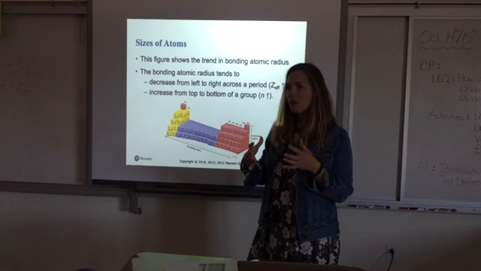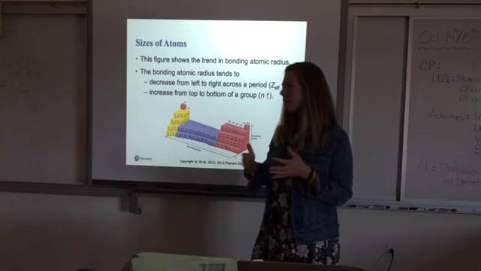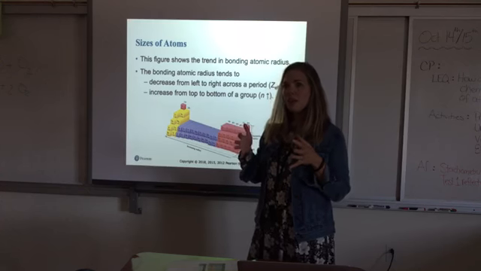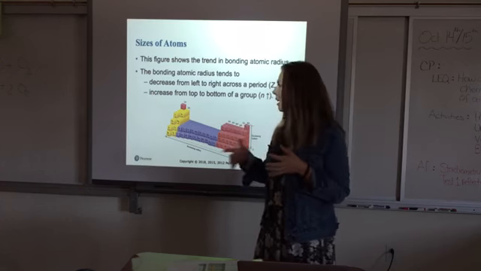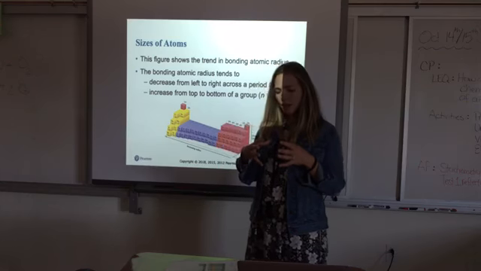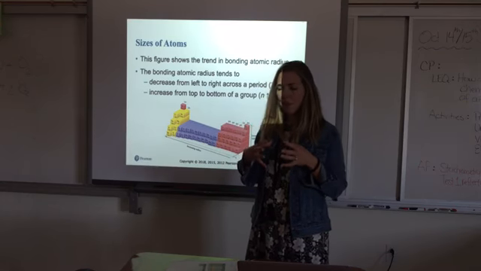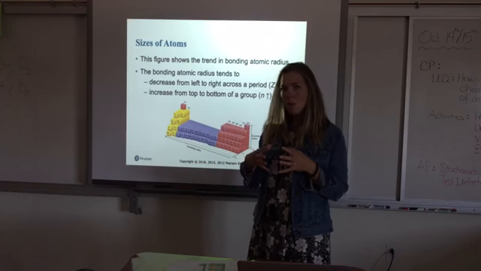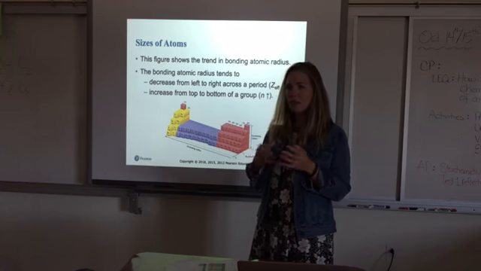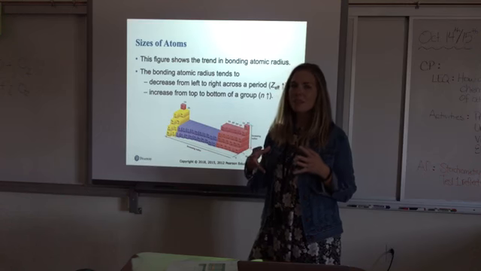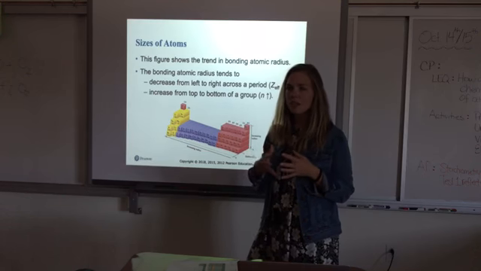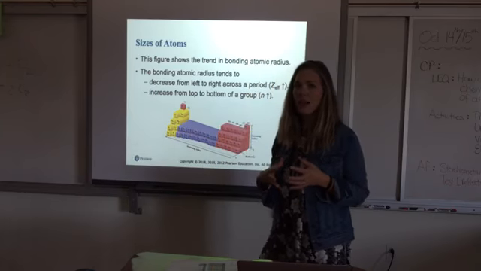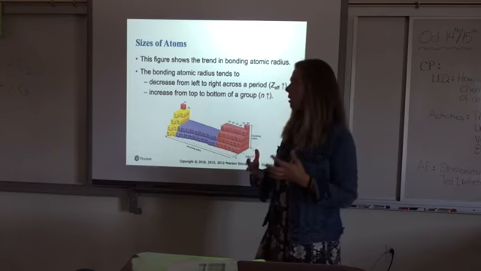So the question is, how do they compare to each other radius-wise? As you go across the sublevel from left to right, the radii decrease. If the outer level is at the same point, but magnesium has more protons than sodium does in its nucleus, that nucleus is able to pull that outer energy level in a little bit tighter and make it more attracted to the nucleus because there are more protons.